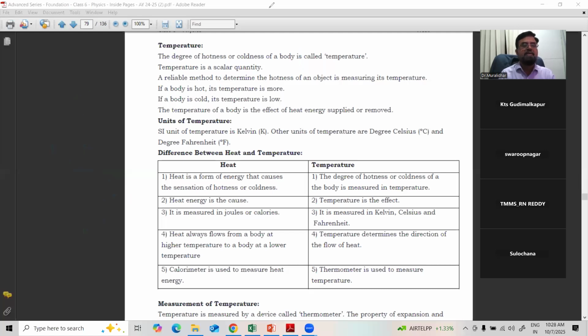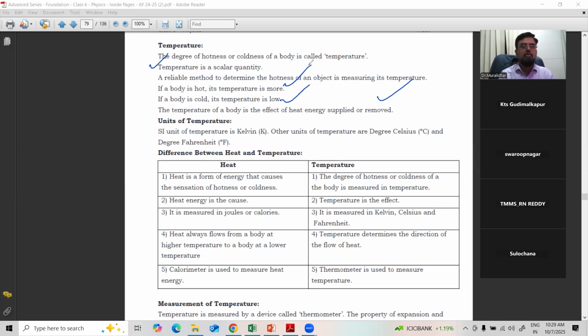Clear? So temperature is a scalar quantity. It is a fundamental quantity also, which is measured in degree Celsius or Kelvin. A reliable method to determine the hotness or coldness of the body is the temperature. If your body is hot, its temperature is more. If the body is cold, its temperature is low. The temperature of the body is affected by heat energy supplied or removed. Either we are supplying the heat or removing the heat. If you supply the heat, the body is hot. If you remove the heat, the body is cold.